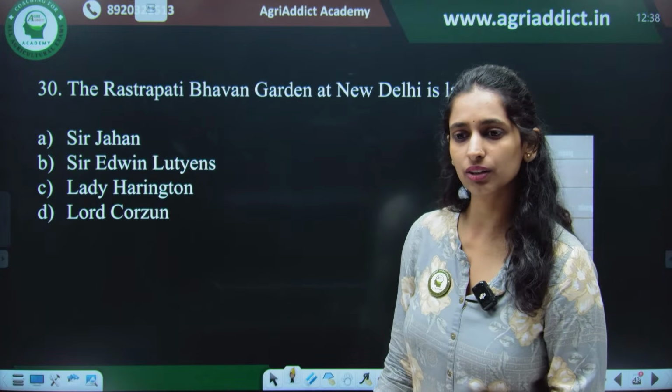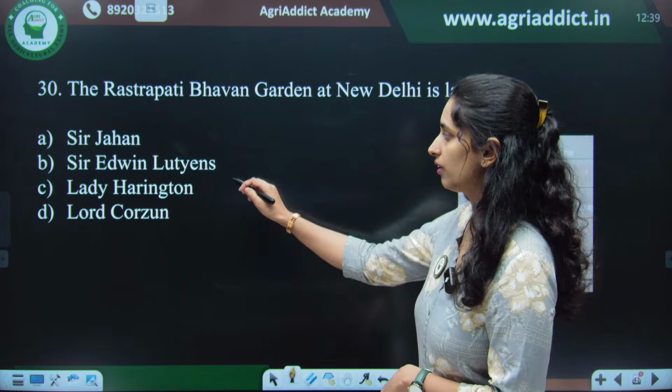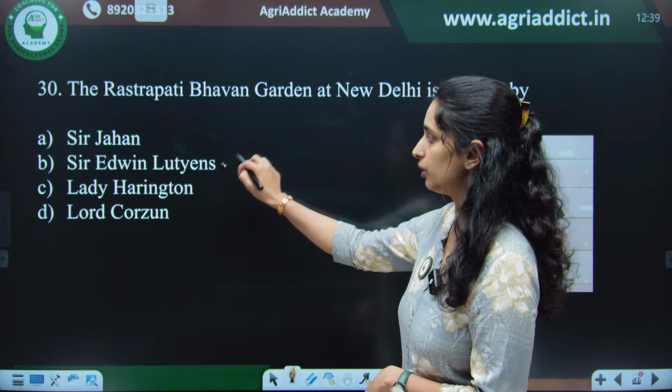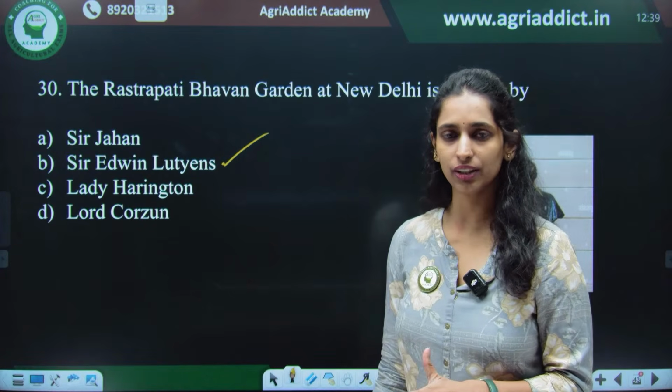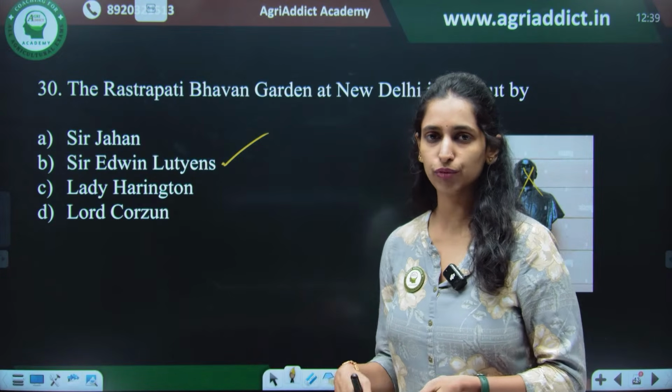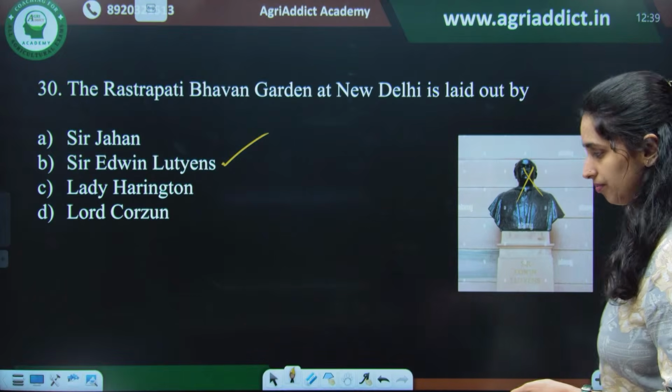So the correct answer you are giving, that is Lord Sir Edwin Lutyens. He is the British architect who laid out the framework for the Rashtrapati Bhavan garden. Okay.